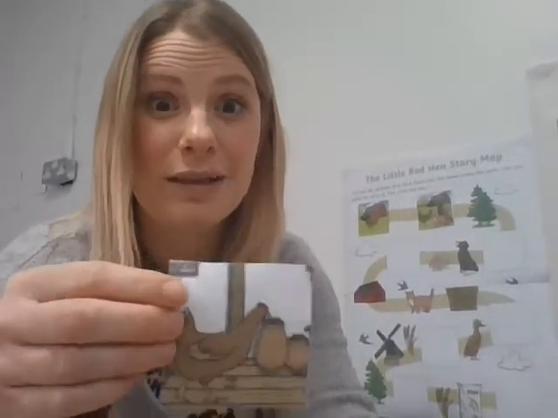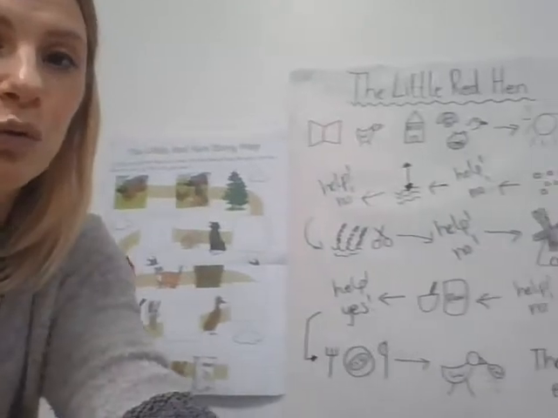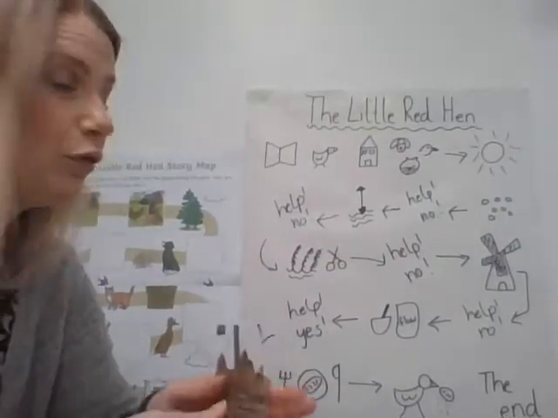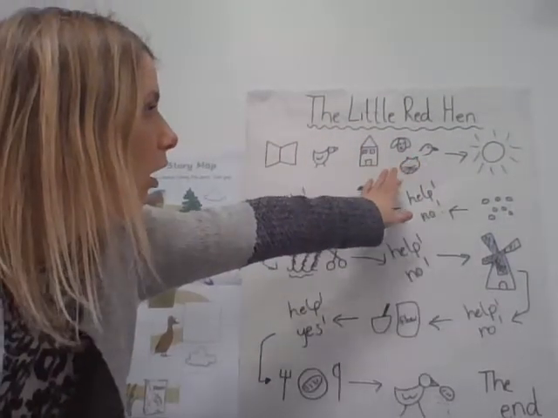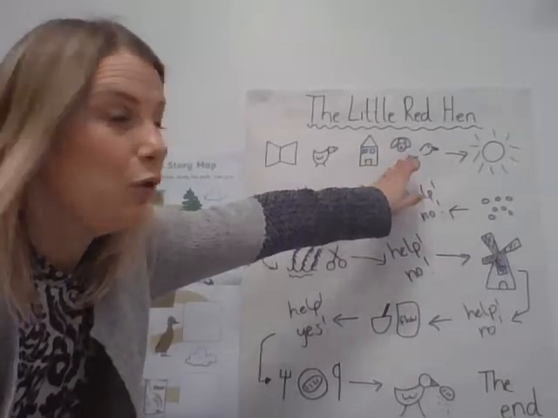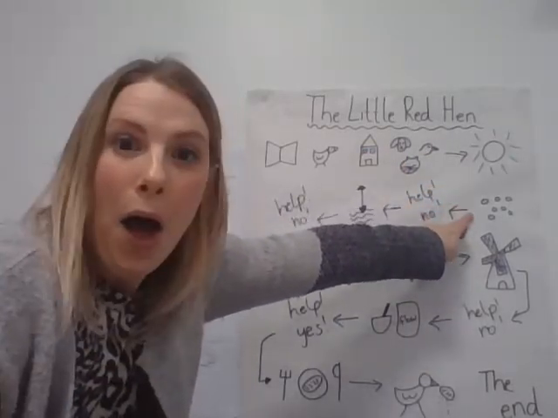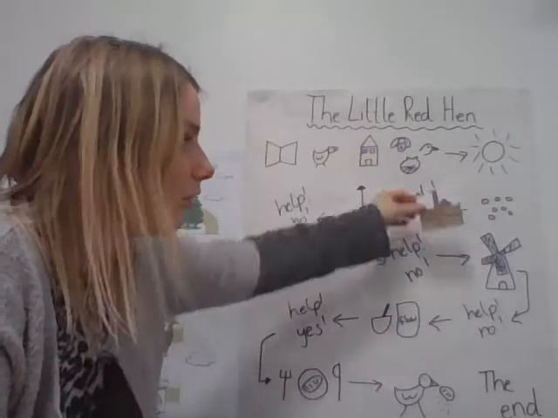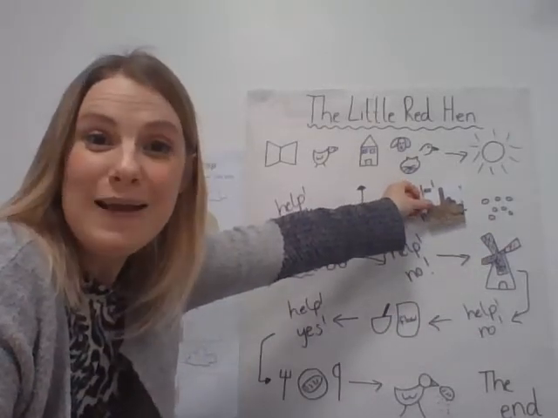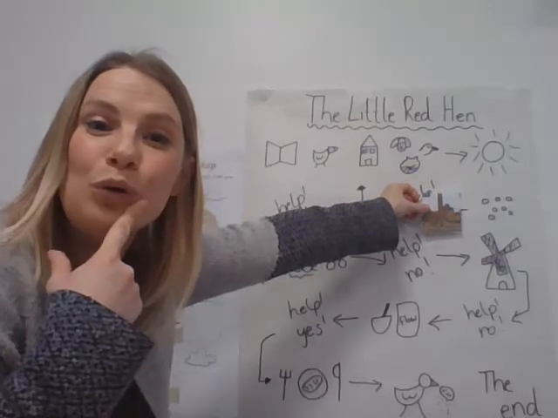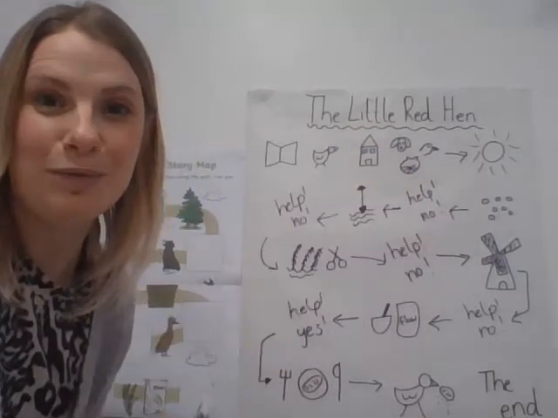Now, I want to check that this is the right picture that goes next, that it's in the right sequence. So I'm going to look on my story map. Let's have a look. So she's met the friends. Once upon a time, it was a sunny day. There it is, look. There are the grains. So I wasn't sure, so I used my story map to help me.